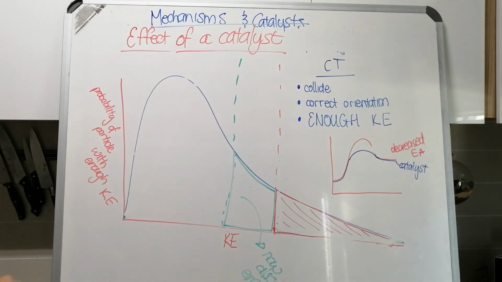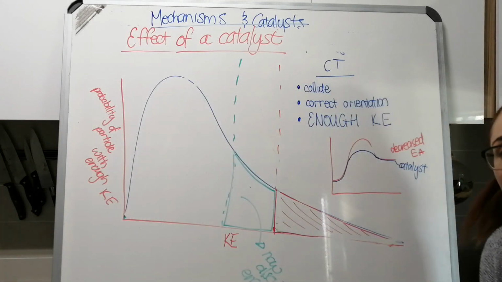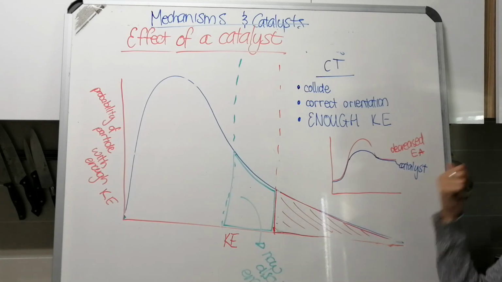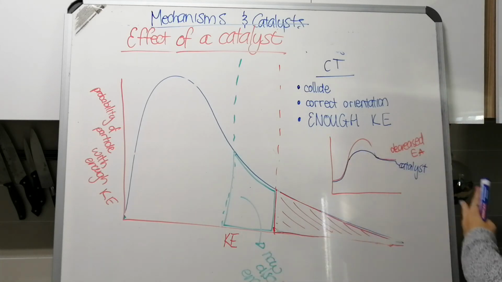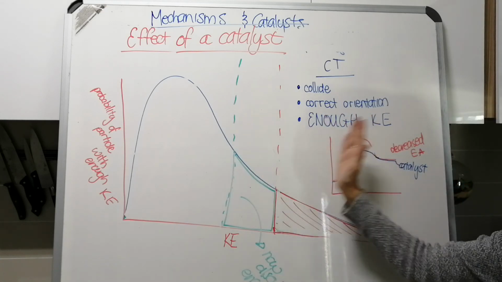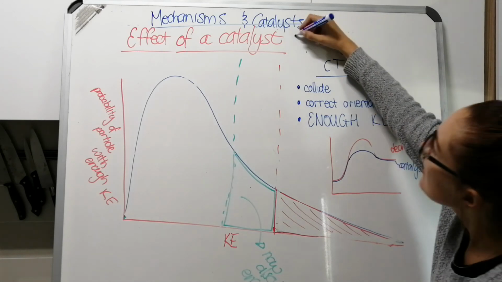So what adding a catalyst does is it actually shifts the required kinetic energy to the left. It lowers the activation energy, which means more particles have enough energy. So temperature and catalyst both result in more particles having enough energy, they just do it in a different way. Temperature makes everything have more energy. Catalyst lowers the bar. It lowers how much energy is required.